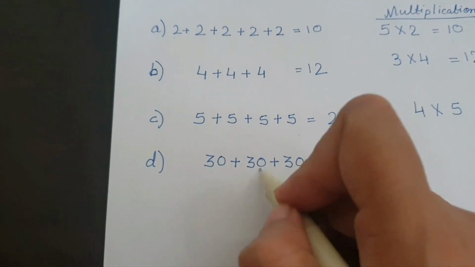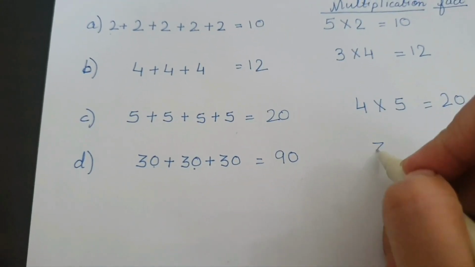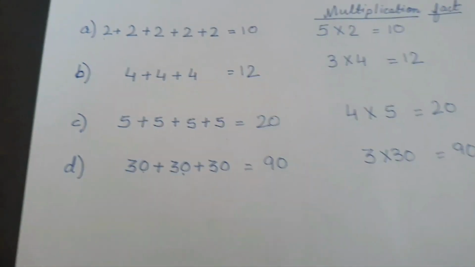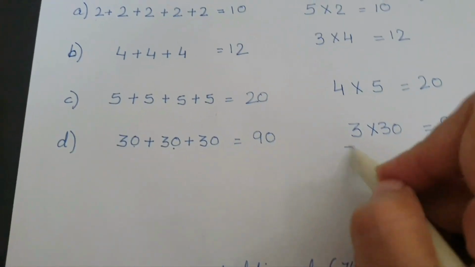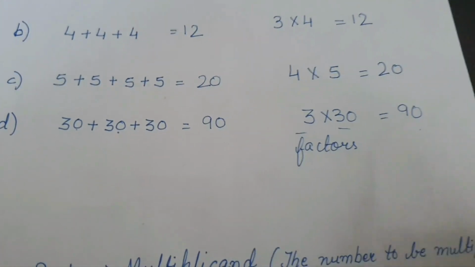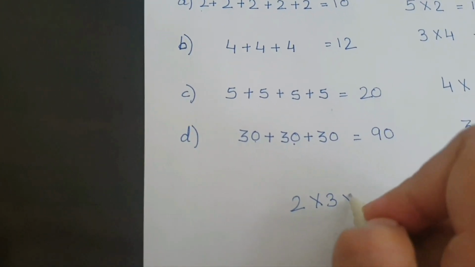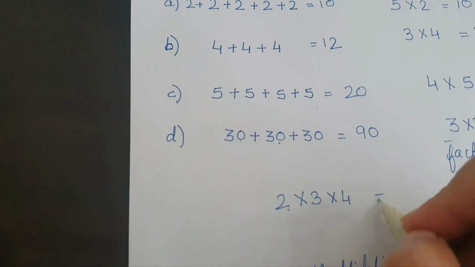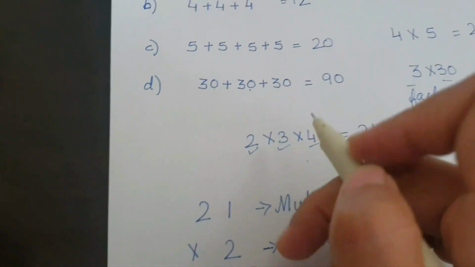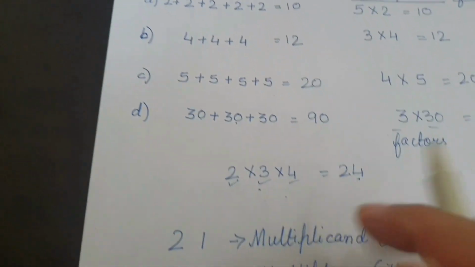If we add them, we get 30 plus 30 is 60, plus again 30 is 90. Here it is 3 times 30, that is 90. Is it clear? These two numbers are also the factors. Factors multiply to give the product. Suppose there are 3 numbers, suppose it is 2, 3 and 4. These 3 are also factors of 24. 2, 3 and 4 are the factors of 24. We call the numbers which we are multiplying factors.